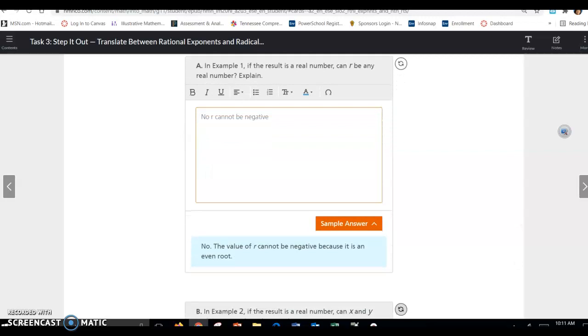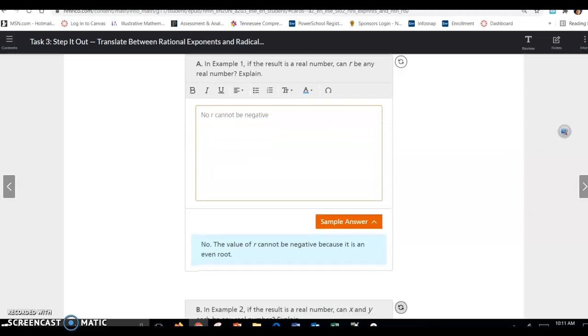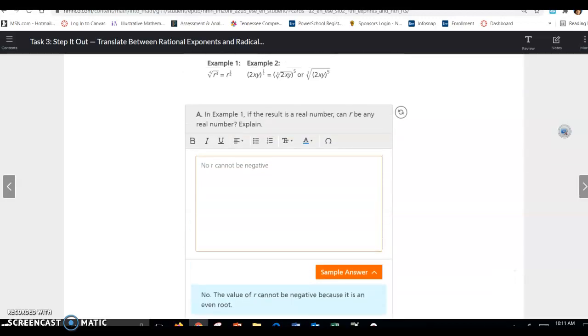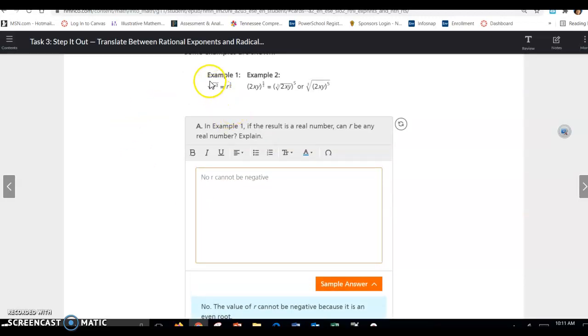This one, I guess it doesn't check it. It just lets you put in an example. So no, the value of r cannot be negative because it is an even root. So anytime the index is even, like 4, remember we talked about this before, if you have the square root of -16, it produces an imaginary answer. Well, any even root does the same thing. So because this is an index of 4, this has to be non-negative in order for it to be a real number.